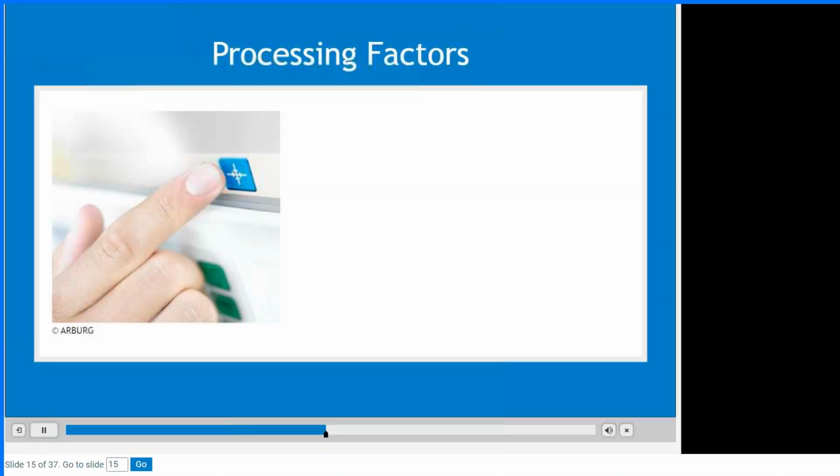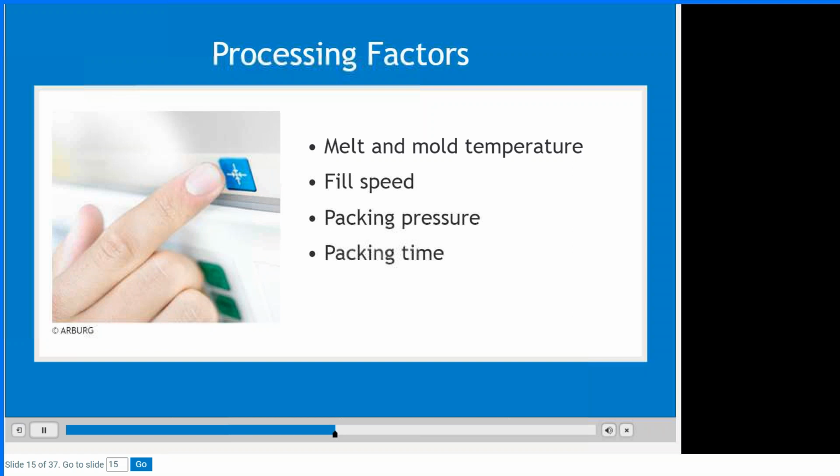Next, we will review how some aspects of the molding process can impact shrinkage and warpage behavior. Generally, polymer materials have a process range for melt and mold temperatures. In addition to these guidelines, other process conditions, such as fill speed, packing pressure and time, and cooling time, can influence overall molding behavior and therefore shrinkage and warpage.